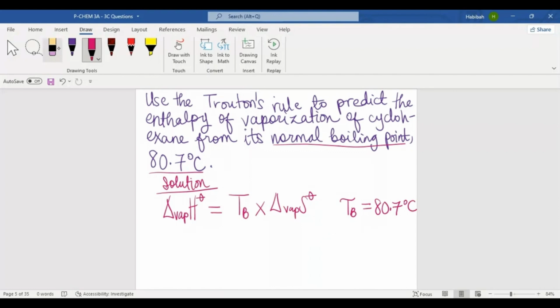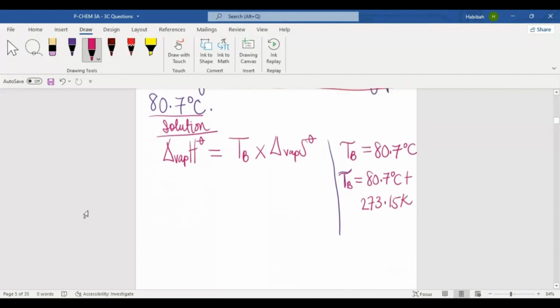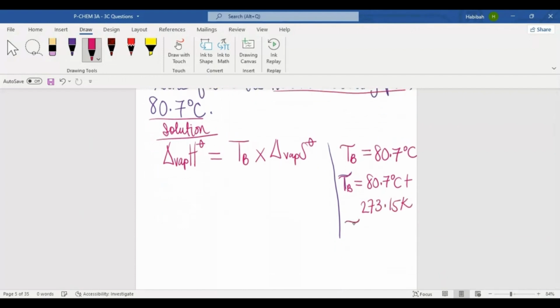The next thing you have to do, of course, anytime you're given temperature questions like this, is to go from degrees Celsius to Kelvin. So TB ends up being 80.7 degrees Celsius plus 273.15 kelvins. I'm doing the calculation on the side. 80.7 plus 273.15 is going to give you 353.85 kelvins. So this is basically how it's done.